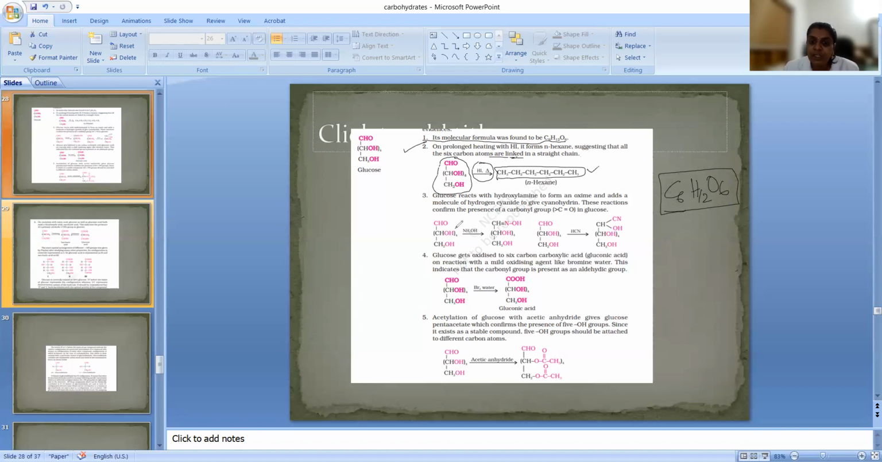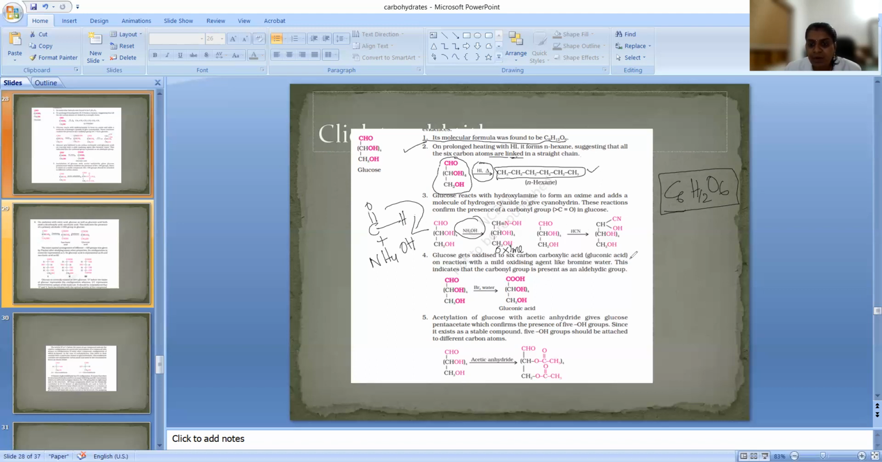Next, you are treating it with NH2OH. So C double bond O, the aldehyde group, is treated with NH2OH. When you treat it with NH2OH, what will happen? Here, these two react together. The C double bond O and NH2OH react together. Glucose reacts with hydroxylamine to form an oxime. This is an oxime we are going to get.